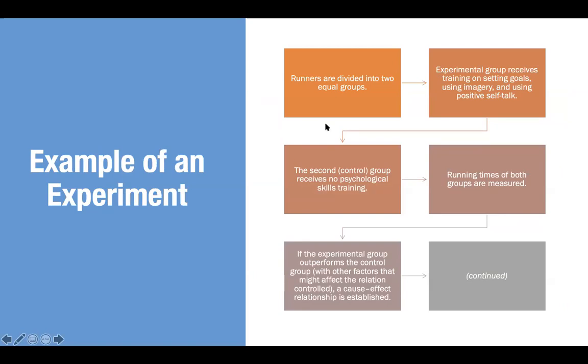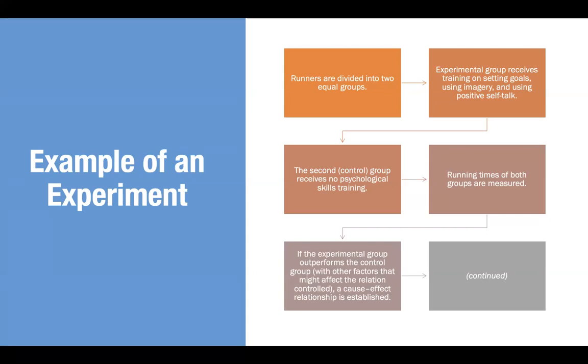Like we said, let's look at this example, there has to be a random assignment. So from the beginning, runners are divided into two equal groups. They're randomly assigned. One group is going to get goal setting training, imagery training, and positive self-talk training, and the other group, the control group, doesn't get any training. Both are measured. And then you start to see if there's a difference between both groups. Particularly if you realize that the experimental group is outperforming the control group, then you can start to say that the different levels of psychological skills training, again, setting goals, imagery, positive self-talk, is having an effect on performance.